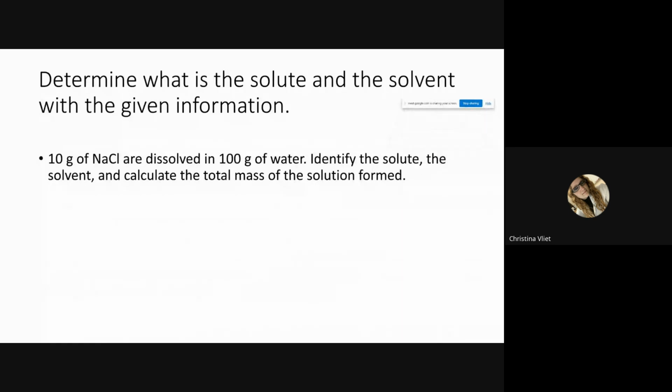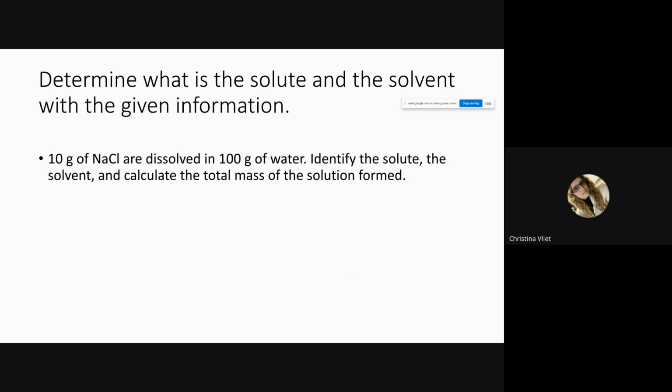Technically, because it's reading comprehension. Determine what is the solute, what is the solvent, with the given information, and calculate the total mass of solution. So it tells you 10 grams of NaCl are dissolved in 100 grams of water. Identify the solute, identify the solvent, and calculate the total mass of solution.